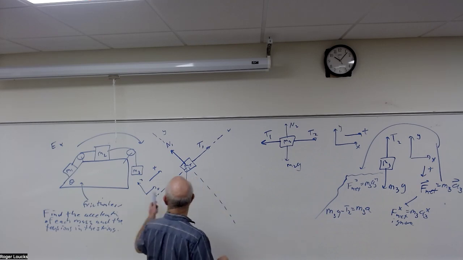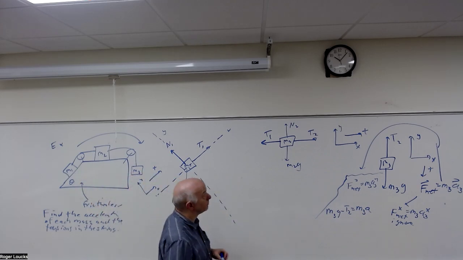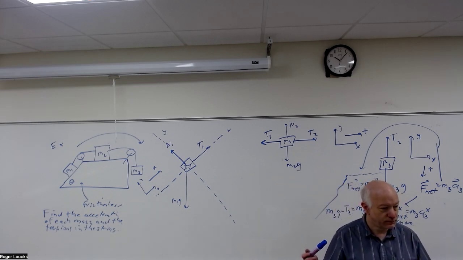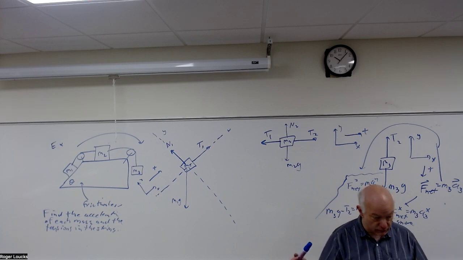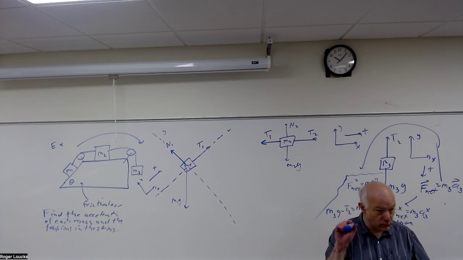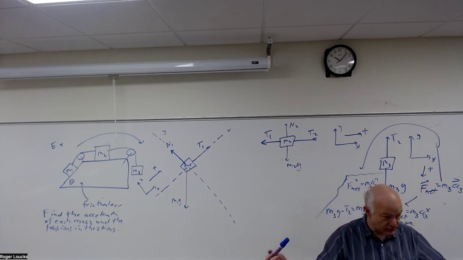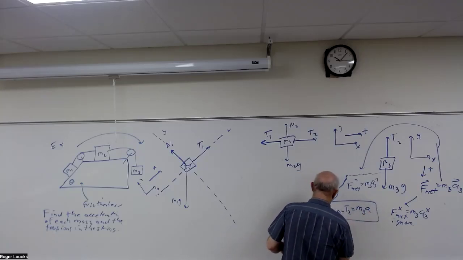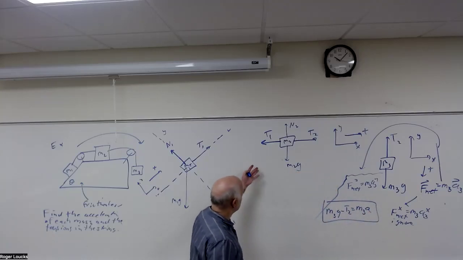What am I going to know about the acceleration of each of these masses? They're all connected together. So if one of them moves a certain distance, they all move that same distance in the same time. All the accelerations are the same. So one equation. Okay, now let's go over here.